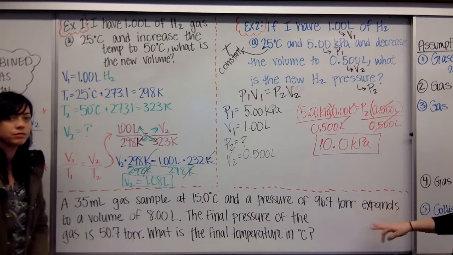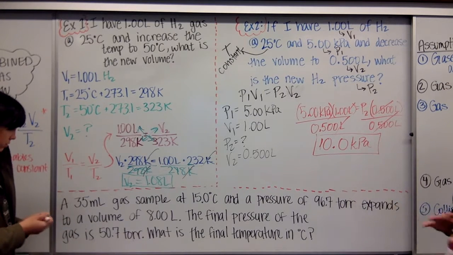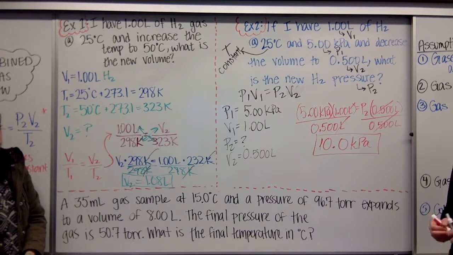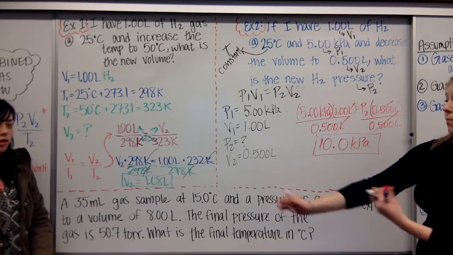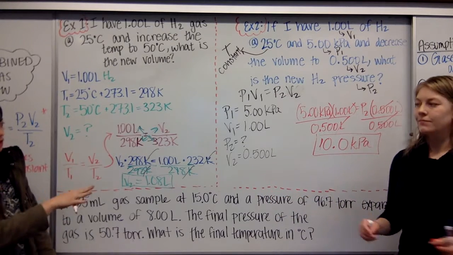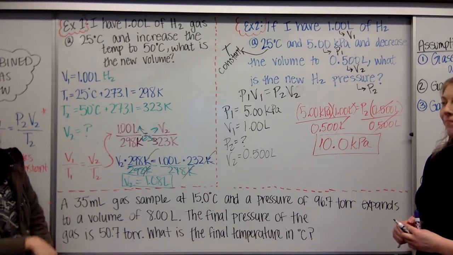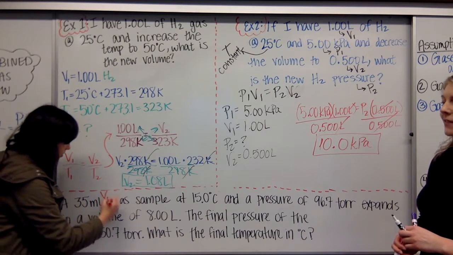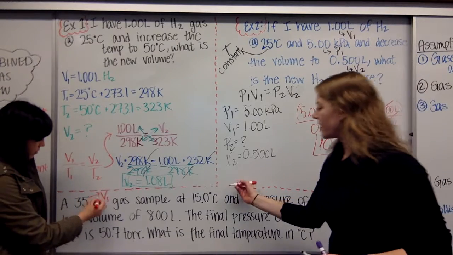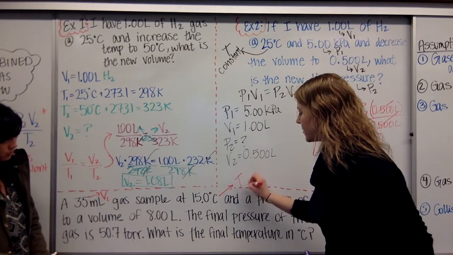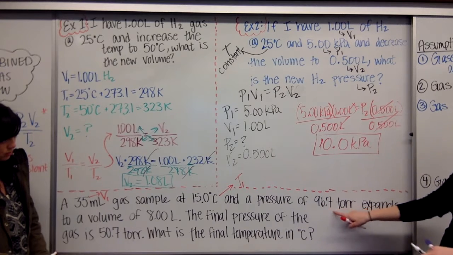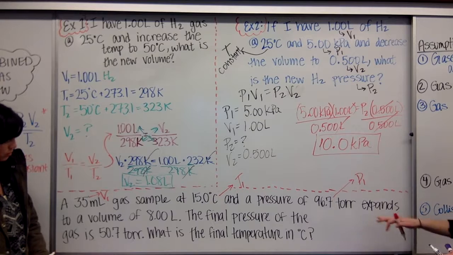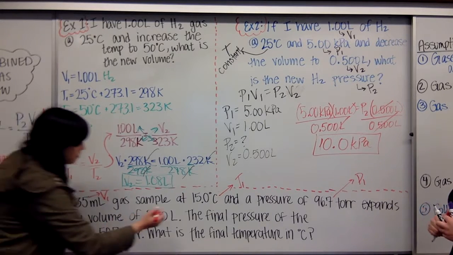Now, the last one that we have here is taking a look at what formula we're going to use for a longer problem. We're going to label this as we go. So a 35... We recommend that you pause here and you try and label all the variables and then rewatch everything. Okay. So a 35 milliliter gas sample, that's a volume 1, at 15 degrees C, here's a temperature, and a pressure of 96.7 torr. There's an initial pressure. Expands to a volume of 8 liters.